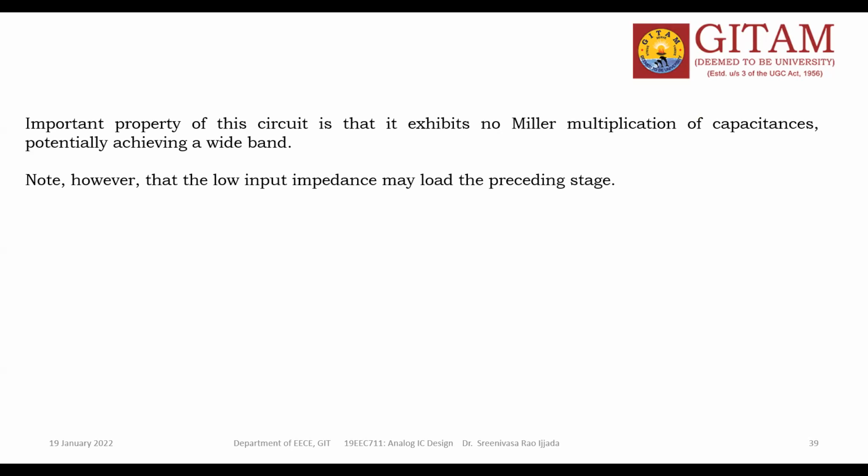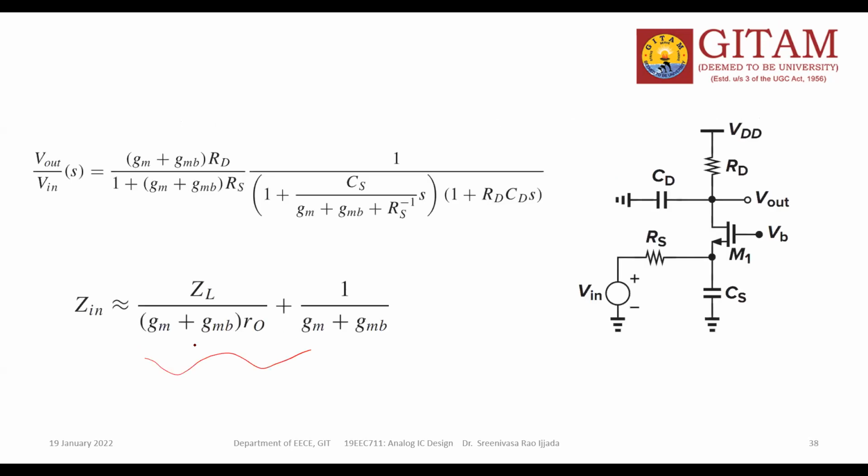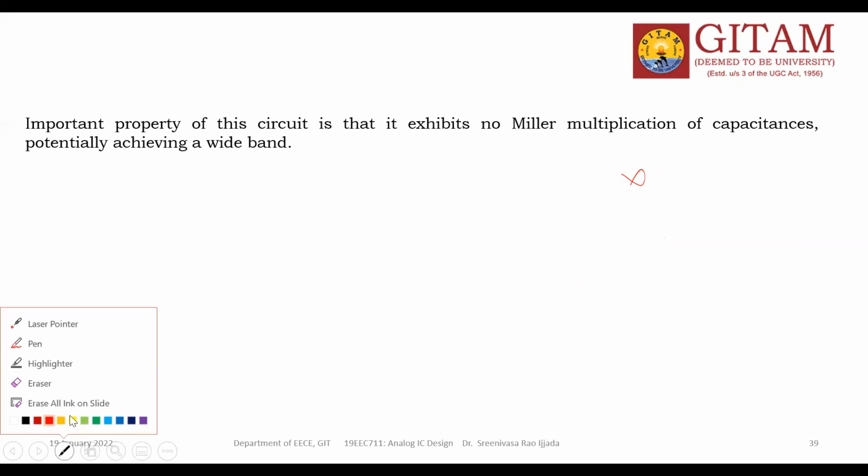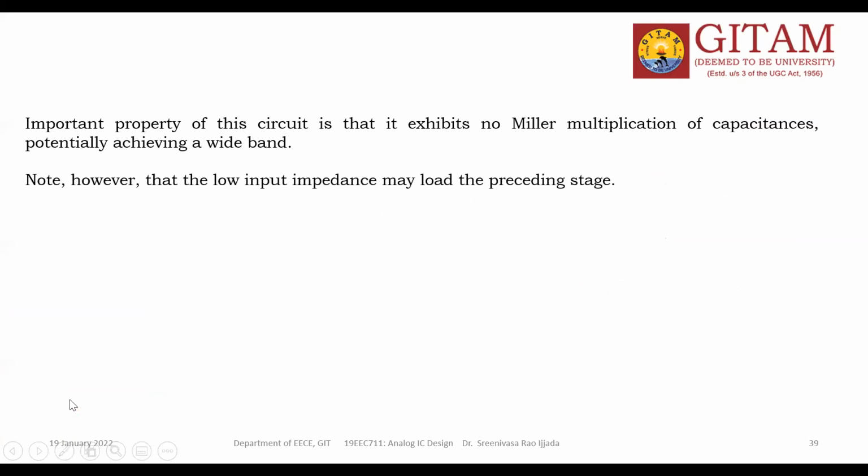Got my point? Note, however, that the low input impedance may load the preceding stage. This is one of the drawbacks. What is the drawback? Low input impedance. This is the zeta formula. Since this is high and this is high, of course, it may be low. 1 by a higher value is nothing but a low value. So that is one of the drawbacks, because whenever it has a low input impedance, it may have a loading effect on the previous stage.